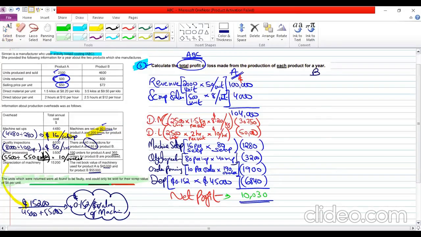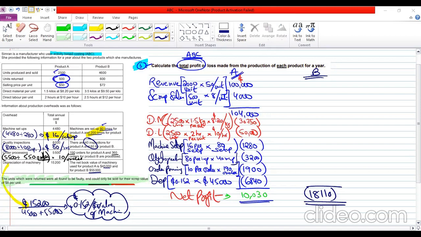You got for B 18,110 negative. Negative means the net loss, and that is the correct answer, mashallah. So that is the requirement.